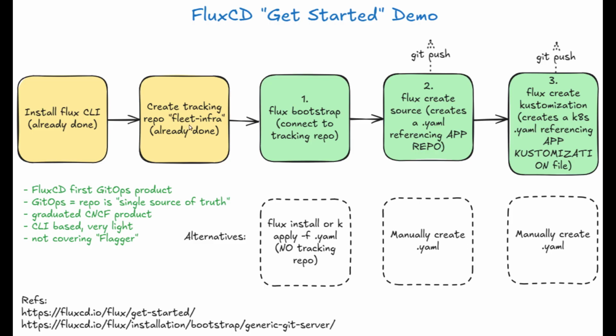I've called it fleet-infra. If you're following the Get Started guide, you don't even need to create a repo. It can just create that repo for you. I don't really like that. I'd rather create the repo myself. By the way, you get all the instructions at fluxcd.io/flux/get-started. And for my generic Git server installation, Bootstrap, I've used this. But they do have specific installs for popular platforms such as GitHub, GitLab, etc.